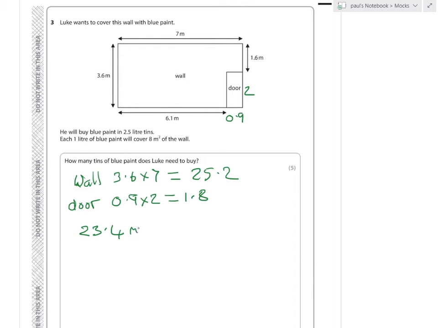So the area is 23.4 meters squared. Now 1 litre of paint will cover 8 square metres, so divide that by 8, which is 2.9. So we want 2.925 litres. Now the paint comes in 2.5 litre tins, so we need 2 tins, don't we? 2 tins to do the wall.